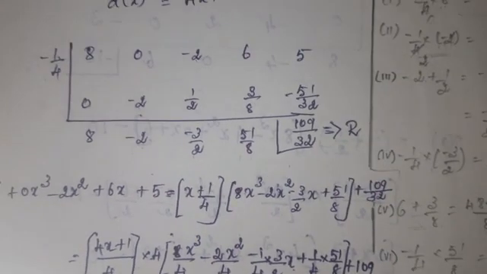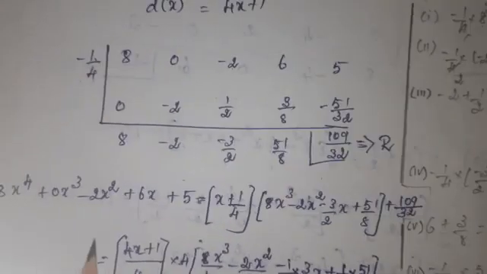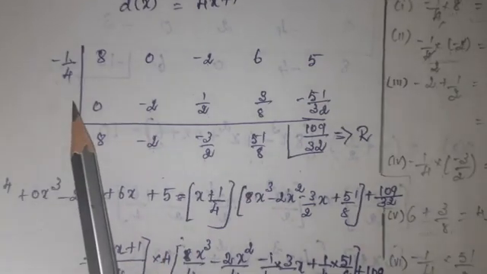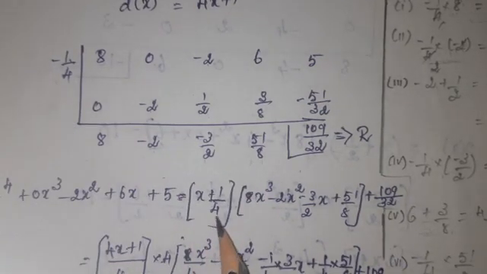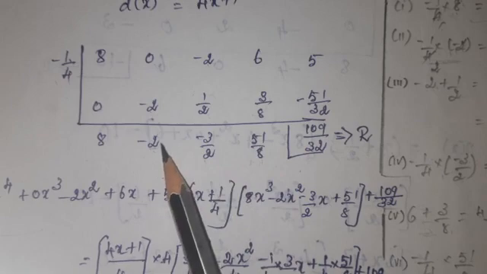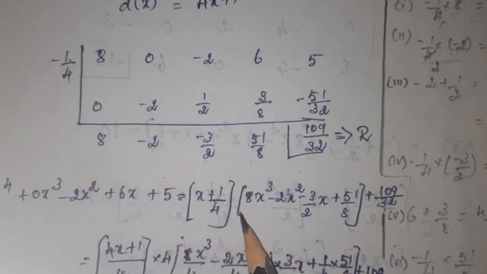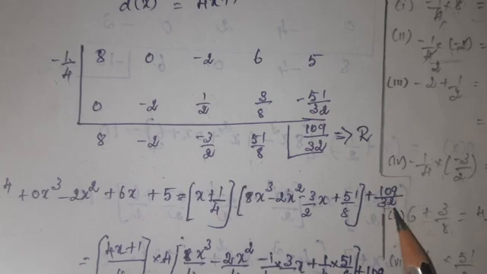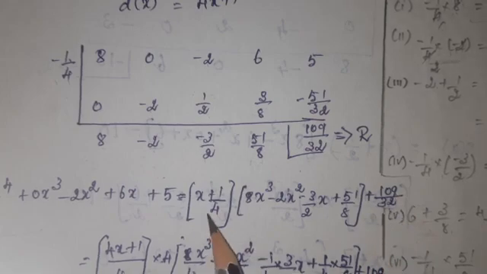How will you write this, listen here. This is the given question, and here I have written it equal to minus 1 by 4, no, that can be written as x plus 1 by 4 into, this is the constant term, x term, square term, cube term. So that can be written as 8x cube minus 2x square minus 3 by 2x plus 51 by 8 plus 109 by 32. Then see this, cross multiply.